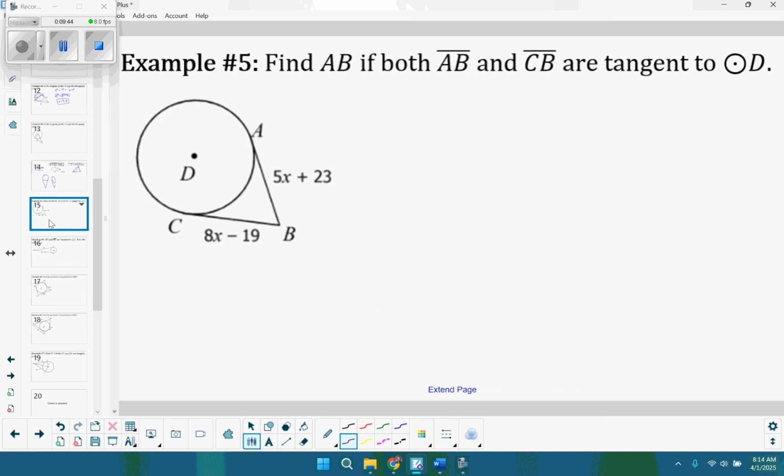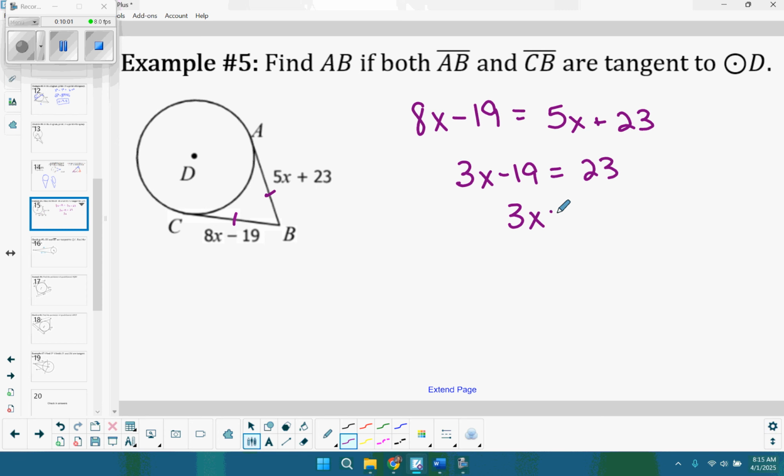So for example 5, if these are both tangent, then they're equal to each other. So I can set 8x minus 19 equal to 5x plus 23. Take away 5x. Add 19 and divide by 3, and we get x is 14.